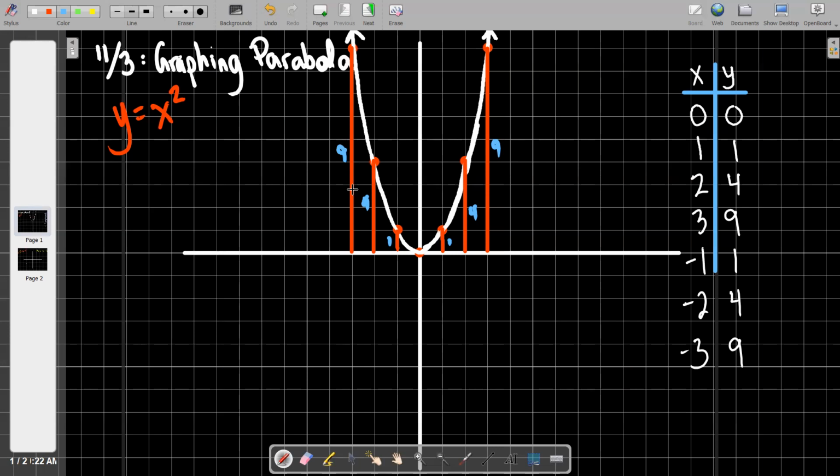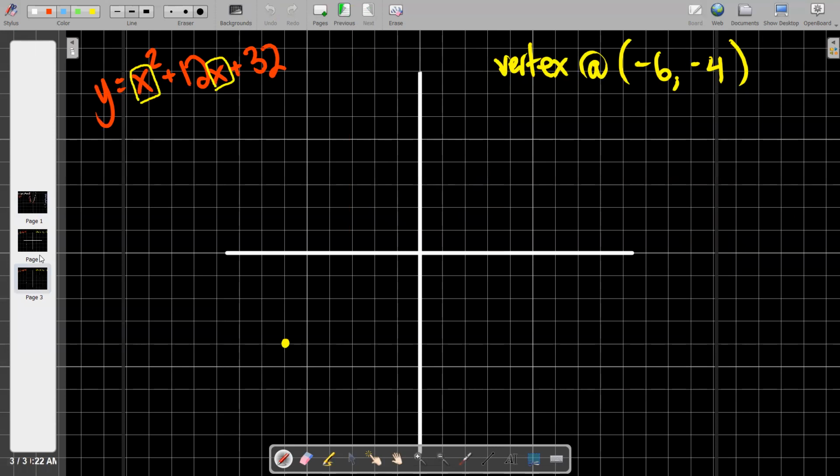Is that 1, 4, 9? What would be the next vertical line if I had room? 16. But I don't have room. And that's okay. So here's the good news. If I know my vertex, let's go back to the other graph now. If I know my vertex is at -6, -4, I don't need to do any more math.